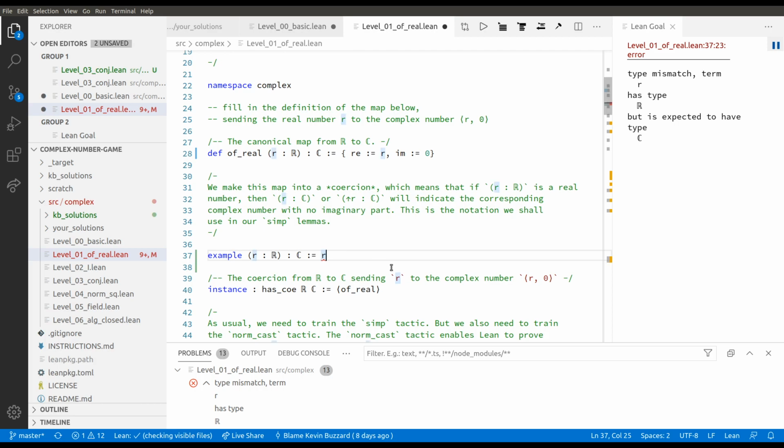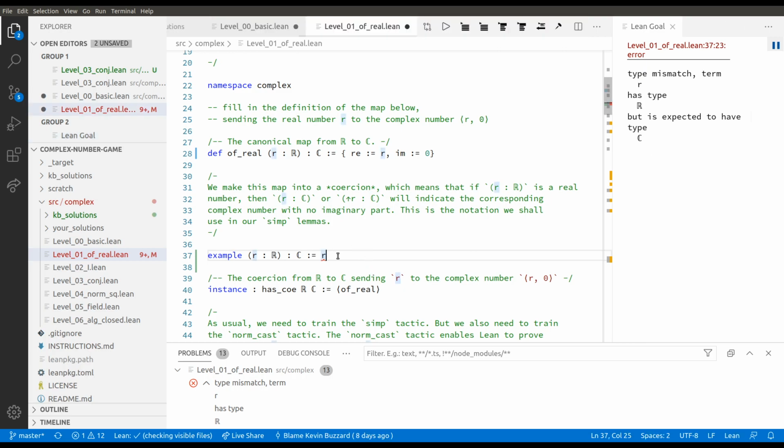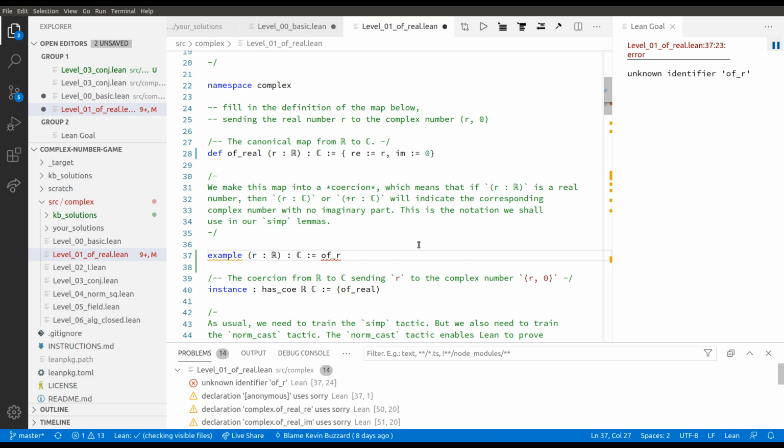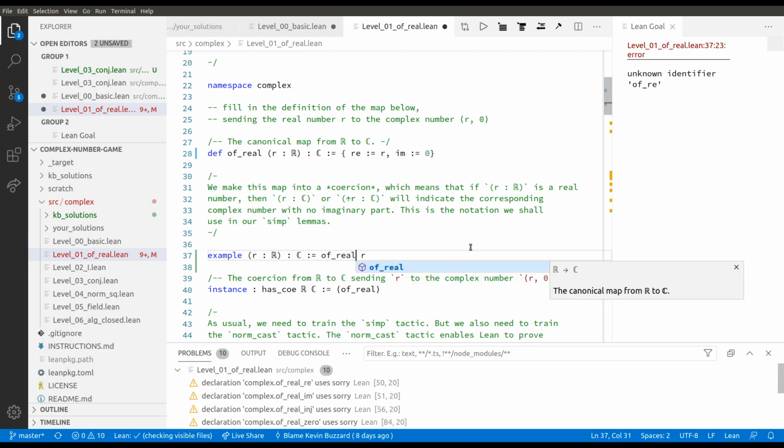And it doesn't work, right? Because I have this type mismatch error up here, because r is a real number, and Lean was expecting a complex number. So I want to make this map invisible. Currently it's visible, because I can write ofReal r. There we are. And now this is compiling. You see there's no errors down here. If I remove ofReal, then down here at the bottom I have some error. So let's put that map back.